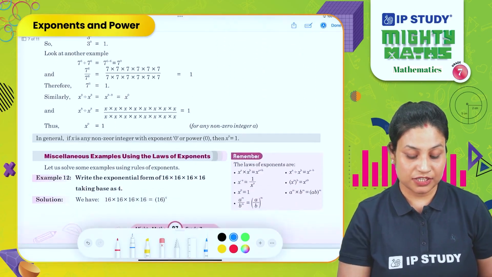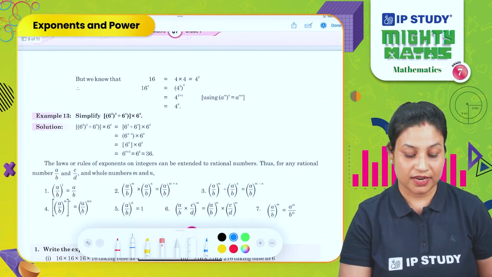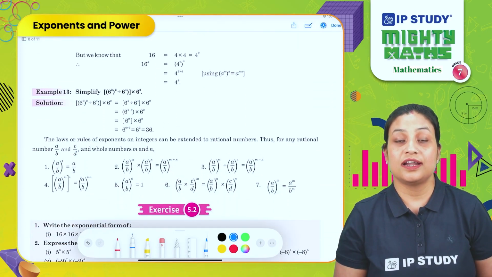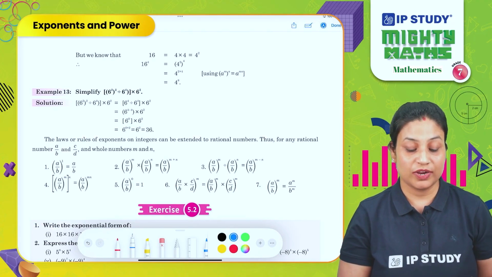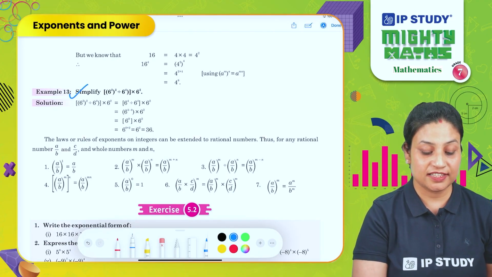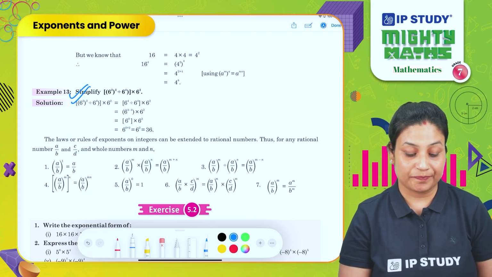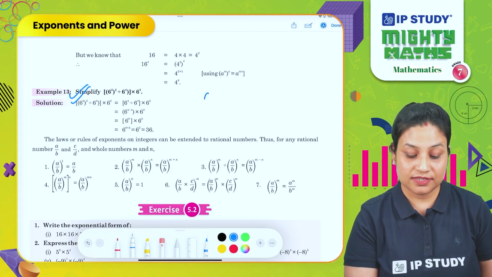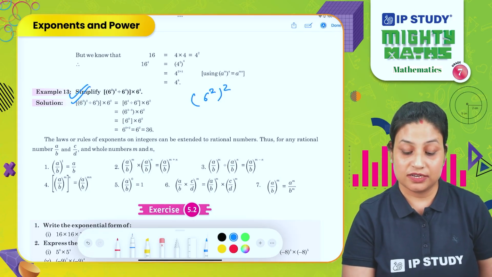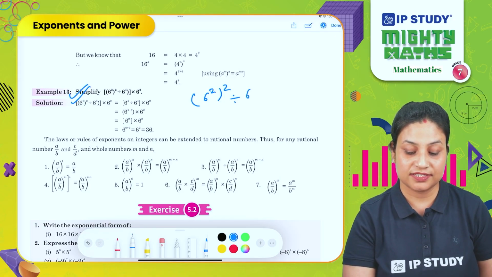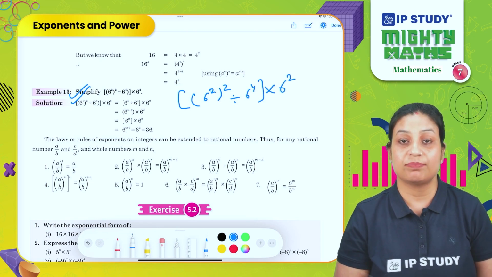Now let's move on to the next topic and apply these laws to a complex problem. Let's take this problem. Now let's see what is there. Here, 6 raised to the power of 2 raised to the power of 2, divided by 6 raised to the power of 4. We have this one in one set, and this is multiplied with 6 raised to the power of 2.